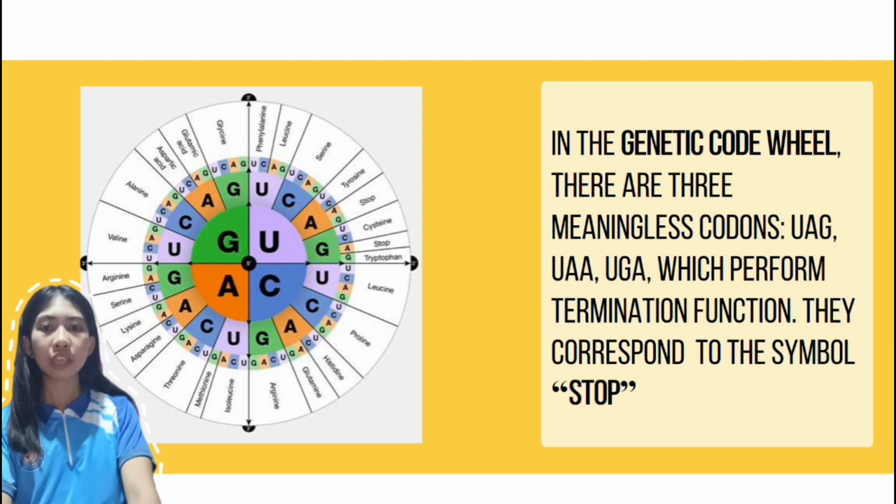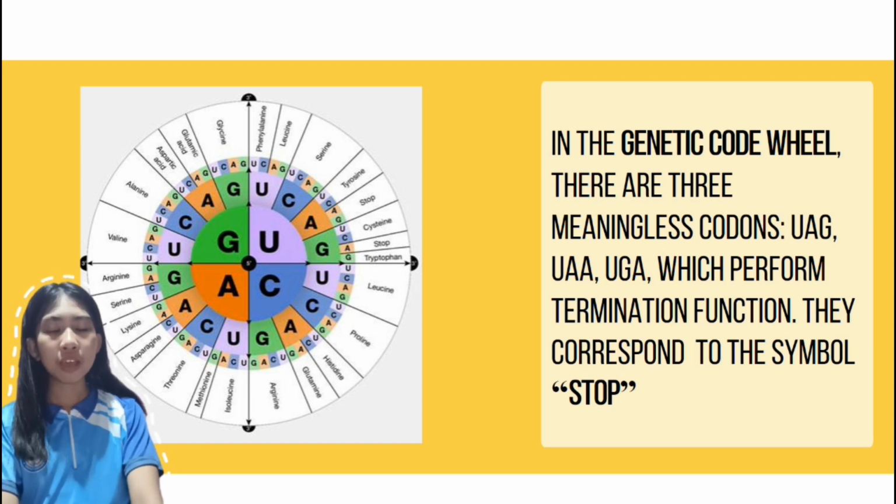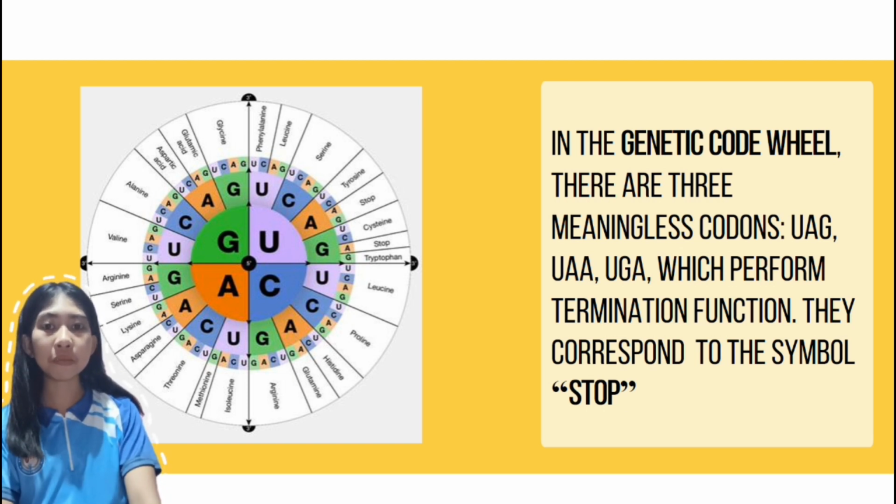Let's first locate the uracil. The first letter is located in the central circle, on the right upper part of the circle. The second letter is C, which is located at the second ring of the circle. And then the third letter is A, which is located in the third ring of the circle. So as you can see, UCA is under the amino acid named serine. So that is how to use the genetic code wheel.